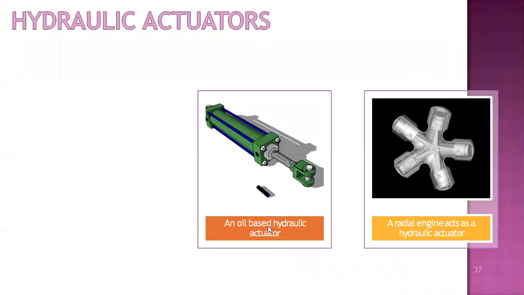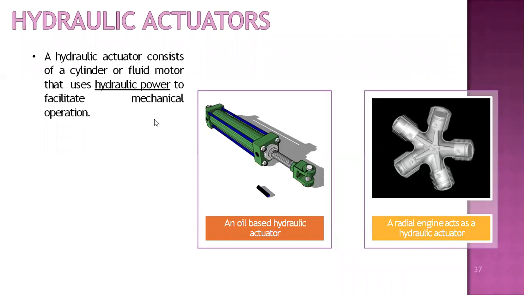Then let's see hydraulic actuators. A hydraulic actuator consists of a cylinder or fluid motor that uses hydraulic power to facilitate mechanical operation. So you can find here an oil-based hydraulic actuator, and a radial engine acts as a hydraulic actuator.